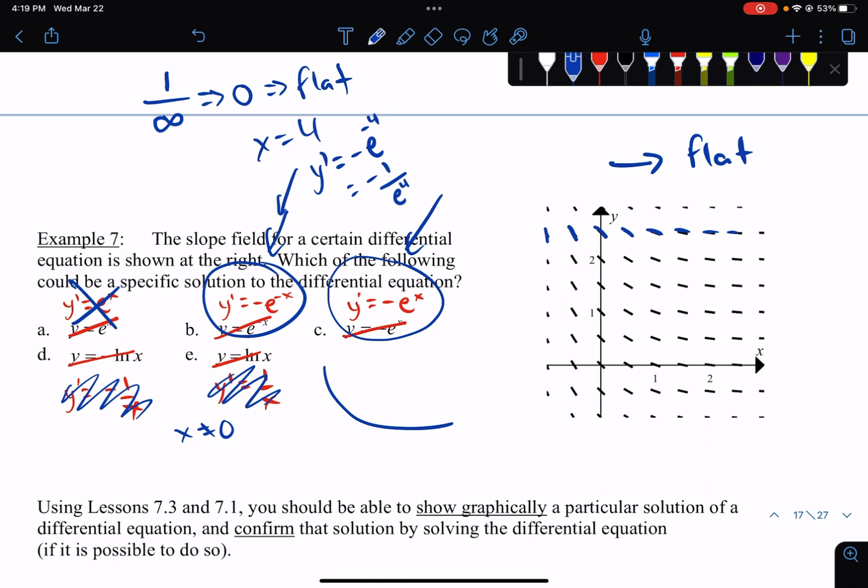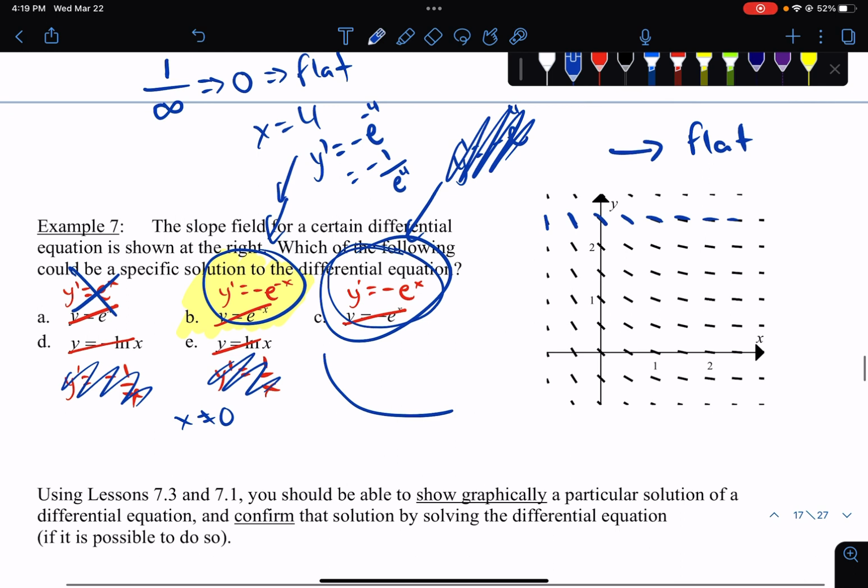So I don't even have to try the other equation. I think that the correct answer is B. I think it's this one right here. If I plug in 4 to this one, y prime equals negative e to the 4th. So I have a negative slope, but e to the 4th is a big number. When I look at this graph, that is not a big slope. It's a really flat slope. So this one is not correct. I feel pretty good about B, okay?